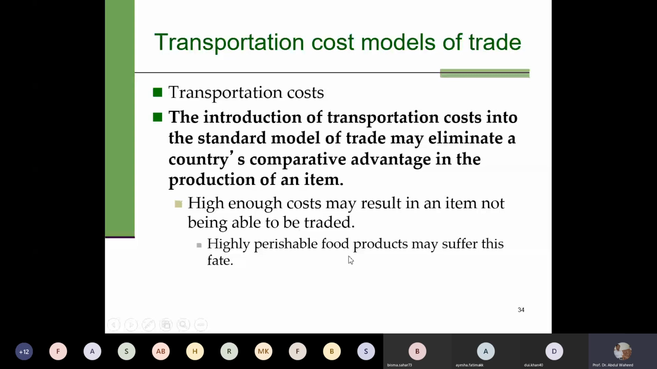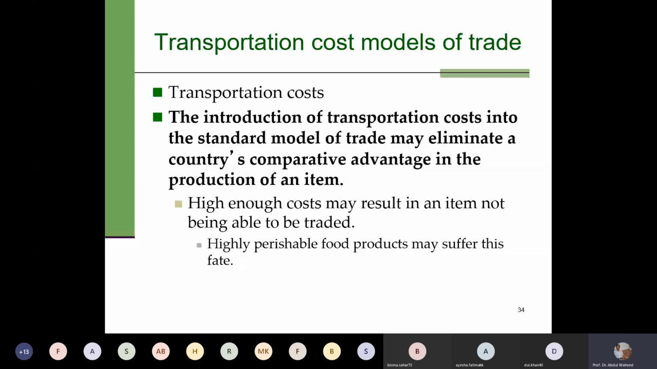Highly perishable goods also suffer, because they require quick transportation, like perishable foods. Quick transportation means high transportation cost. You have to send it by air, and if you are sending something by air, then transportation cost will be very high. If you are sending by sea, then the transportation cost would be lower. Then the same we have by road. So that's why most food products cannot be traded because of high transportation cost.